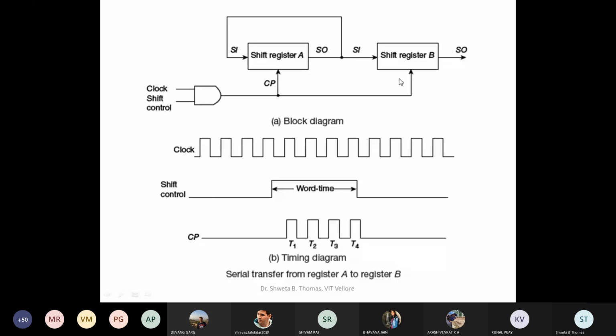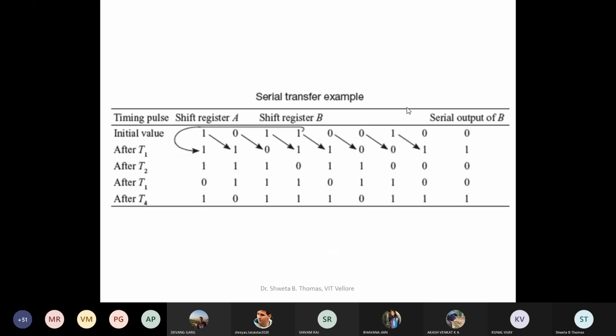T1, T2, T3, T4 is actually the timing diagram for the 4-bit clock pulse. This whole duration is called word time. It is working with the negative edge of the clock pulses, for example. So with the occurrence of the first clock pulse, one bit is transferred. At T2, another one, then T3, the next one, then T4, the next one. I will show you how it transfers.